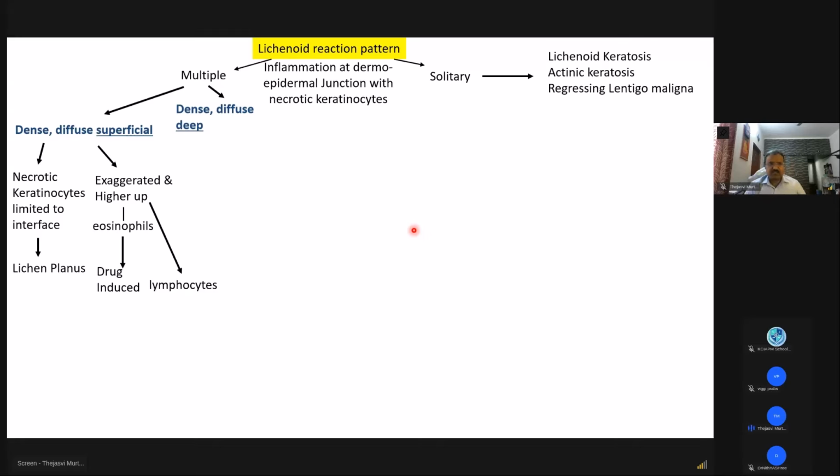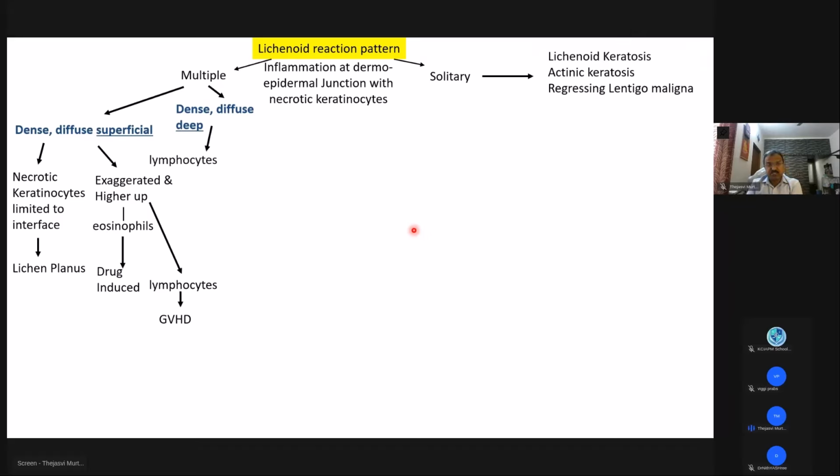If you are seeing an exaggerated lichenoid response with lymphocytes, then it is graft versus host disease. Graft versus host disease is also very common. You will see rashes, with lymphocyte predominant inflammation and an exaggerated lichenoid response, where the inflammation goes up from the interface close to the granular layer. So it is graft versus host disease.